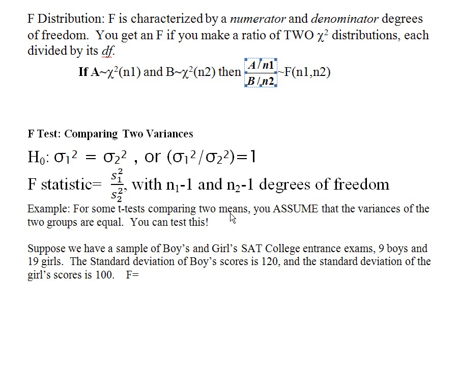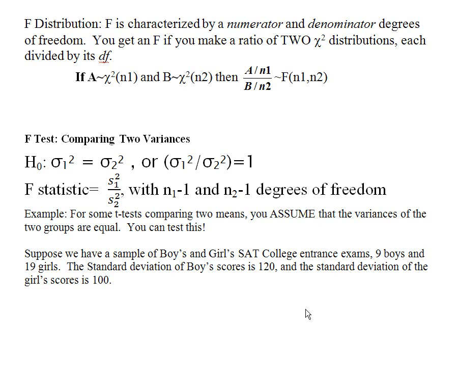For a lot of t-tests where you're trying to see if they come from two populations whose means are equal, a simpler version of a two-sample t-test assumes the two variances are equal. You should actually test this without just assuming that they're equal. Test to see if they're equal.